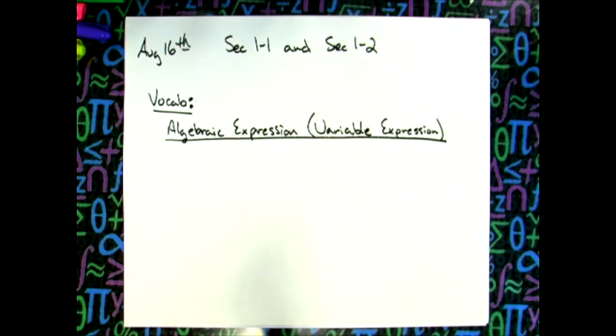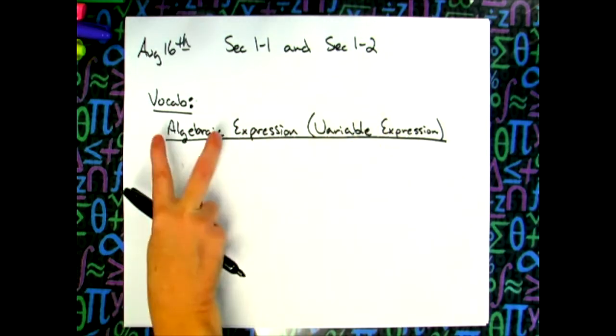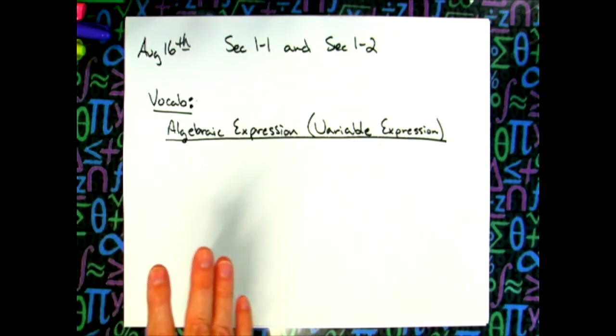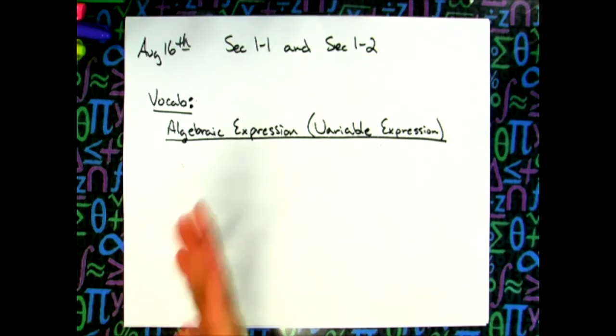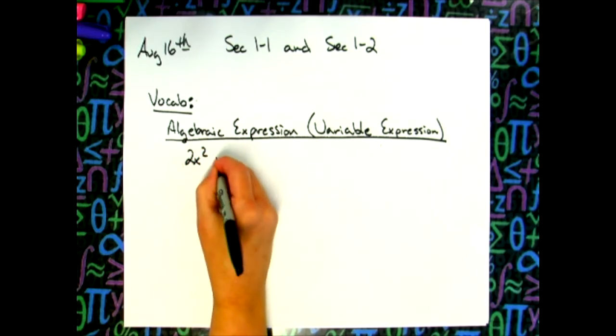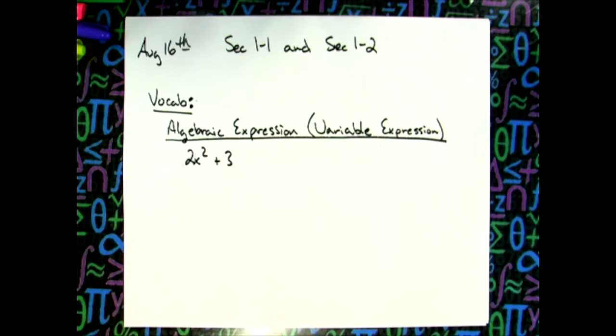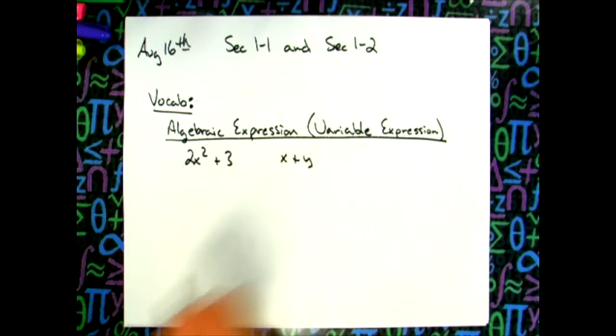Now what it's going to do is it's going to have some numbers in it. It's going to have some variables in it because it's either called a variable expression or an algebraic expression. And then you're probably going to have some add, subtract, multiply, and divide. You might have some exponents, which is multiplication. So a lot of different things. They're going to look like maybe say 2x squared plus 3. That's an algebraic expression. It could be something that has no numbers, just letters. So x plus y. That's an algebraic expression or a variable expression.